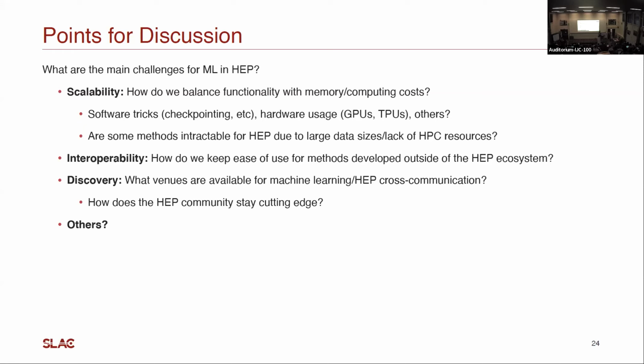Interoperability, of course, so how do we keep ease of use for methods developed outside of the community? If somebody has a GitHub repo that they publish with their paper, can we use it right away for HEP? And then also discovery: machine learning is a huge field on its own. How do we keep cross communication with the ML community? And how do we stay cutting edge? And so that's all I have for today. Thank you very much.